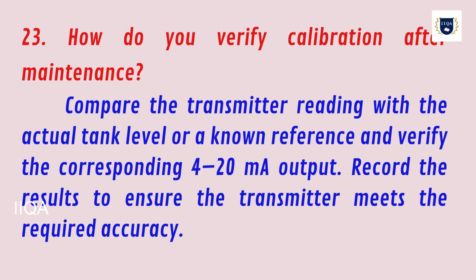How do you verify calibration after maintenance? Compare the transmitter reading with the actual tank level or a known reference and verify the corresponding 4 to 20 mA output. Record the results to ensure the transmitter meets the required accuracy.